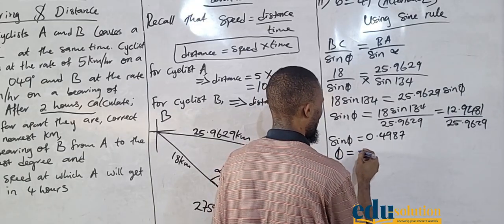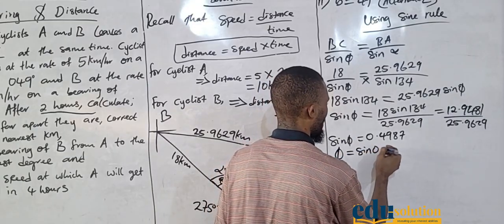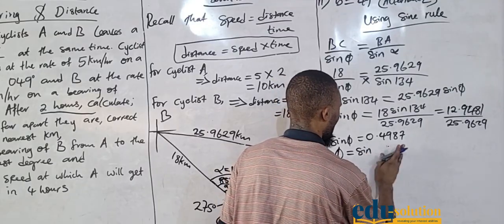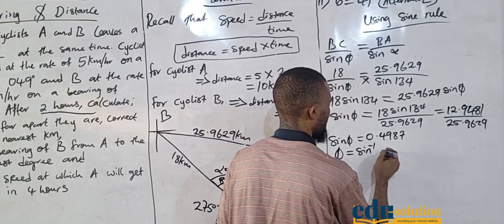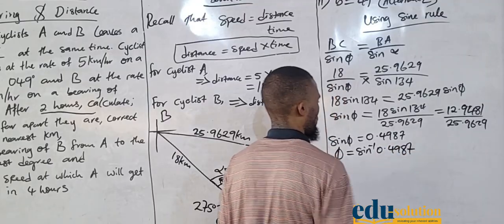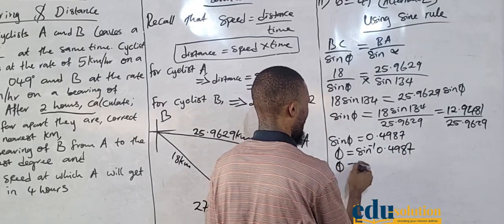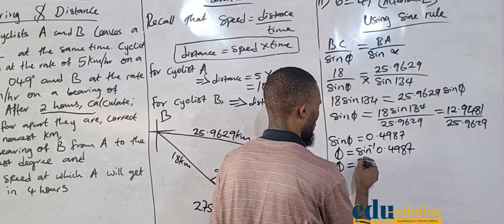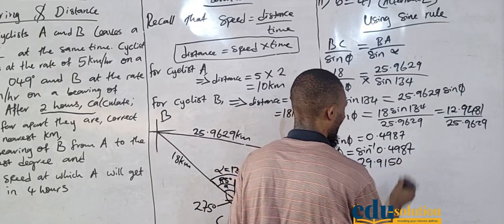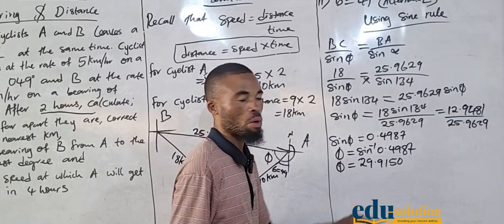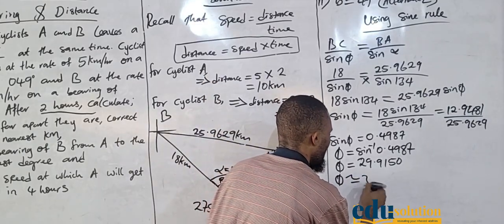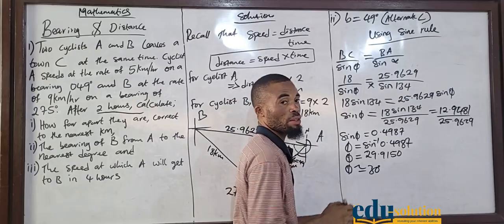So that I will make phi the subject of the formula. Phi now is equal to sine inverse of 0.4987. So it's going to give us phi equal to 29.9150. So this is our answer. So we can approximate to the nearest degree. Phi is approximately 30 degrees.